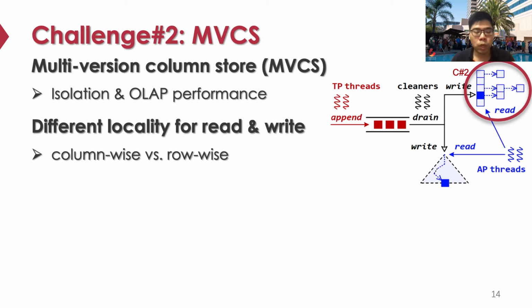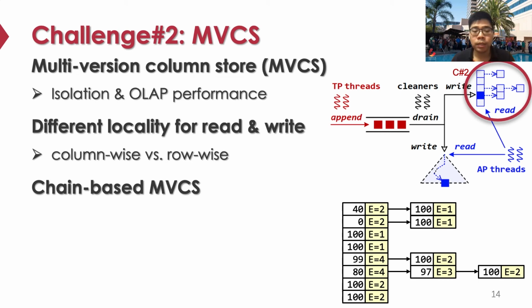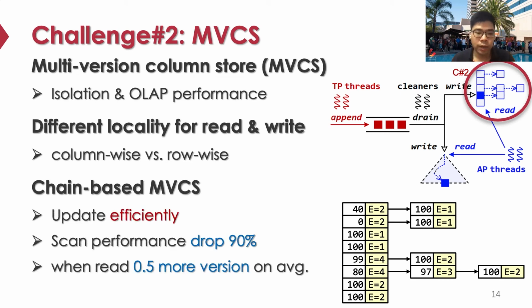A widely used structure of MVCS is chain-based. Its update is efficient. However, the scan operation on an old version will drop the performance by 90%, while reads half more versions on average.